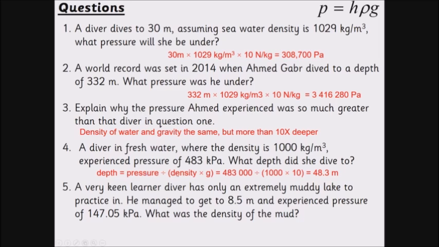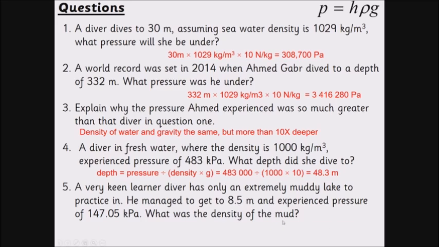So pressure divided by density times gravity. So pressure is 483,000, remember kilopascals, divided by 1,000 times 10 gives you a depth of 48.3 metres. And finally, a very keen learner diver has only an extremely muddy lake to practice in. He managed to get to 8.5 metres and experience pressure of 147.05 kilopascals. What was the density of the mud?